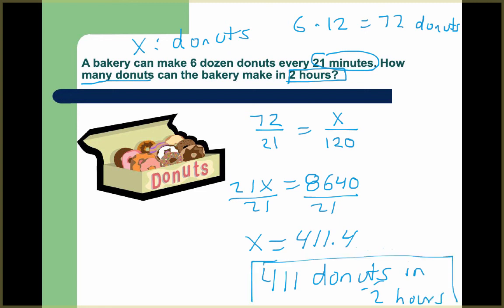So this one's a little tricky because you have to convert hours to minutes. You have to convert dozen to just plain donuts. You have a couple of different things to convert, but this is how you approach this type of problem. Whenever you do word problems, make sure you understand what they're asking and what they give you, so you set up your proportion or your equations correctly.